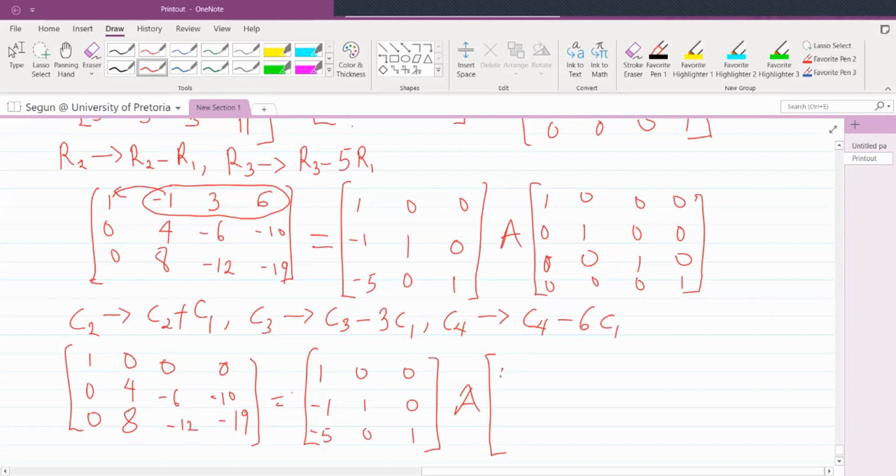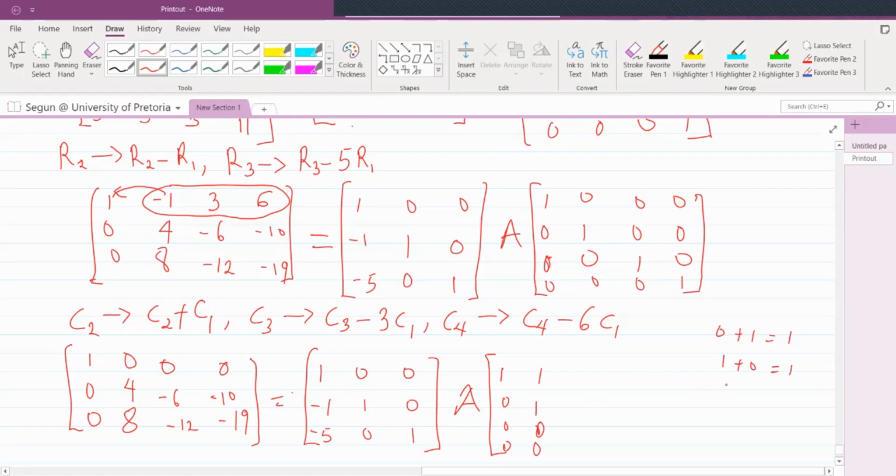The column operation: 1, 0, 0, 0. So the column, let's start from column 2. C2 plus C1. C2, 0 plus 1 equals 1. Then the next one, C2 again, which is 1 plus 0 equals 1. The other ones are zeros. 0 plus 0, 0 plus 0.